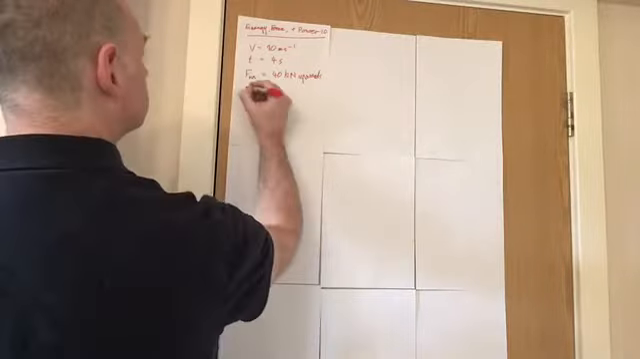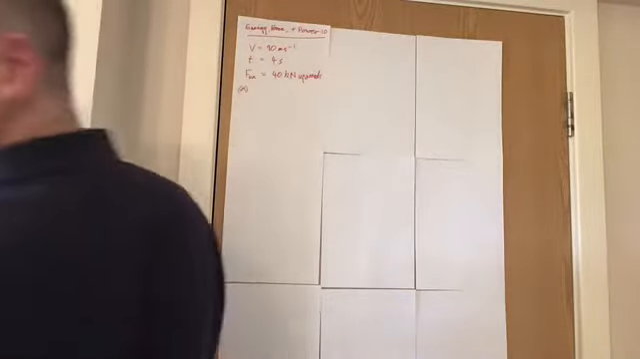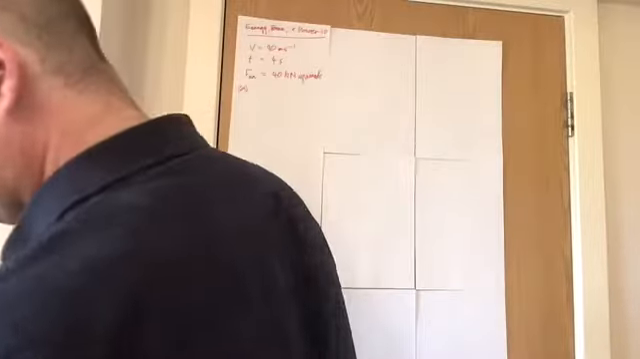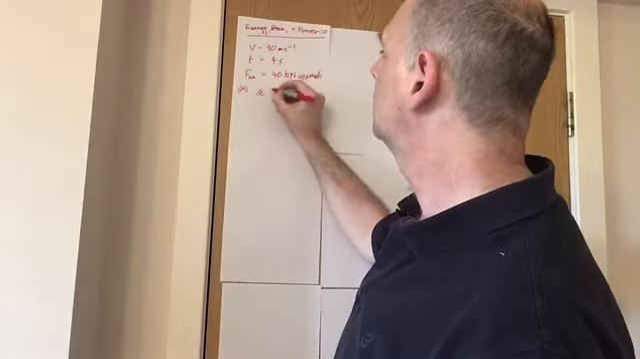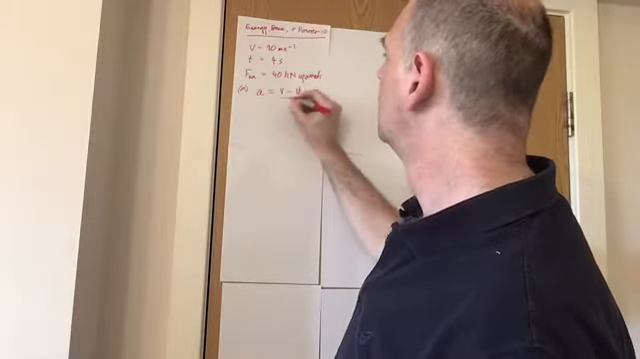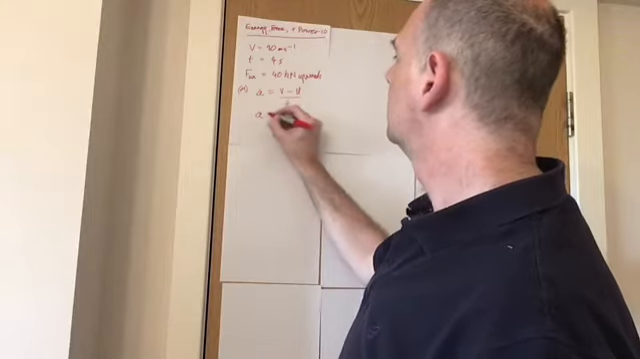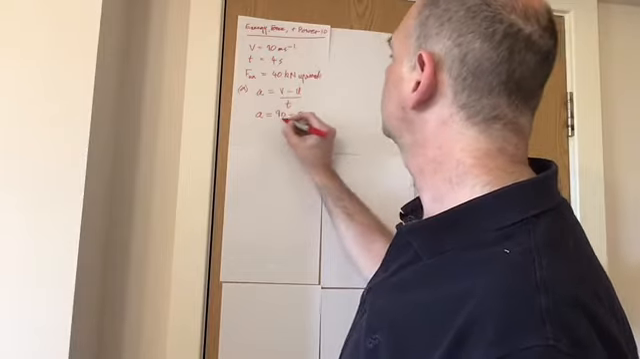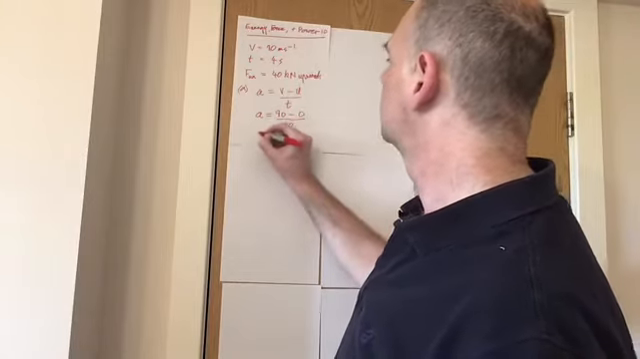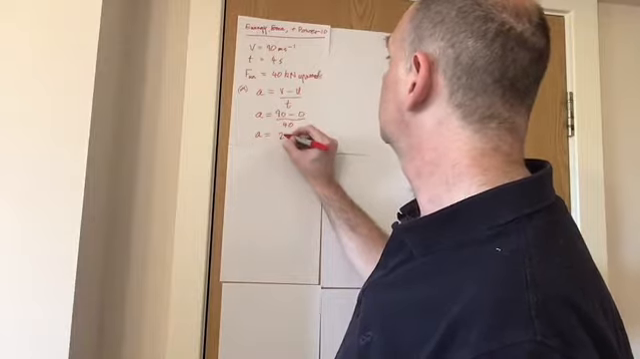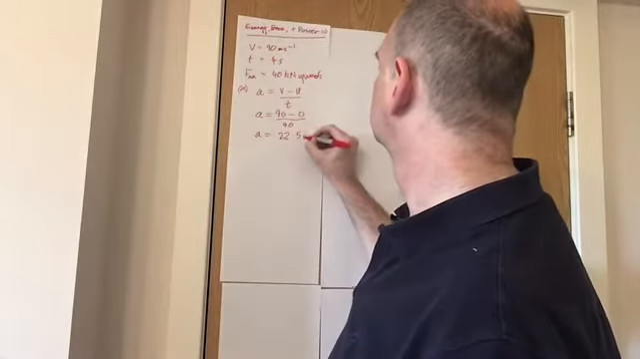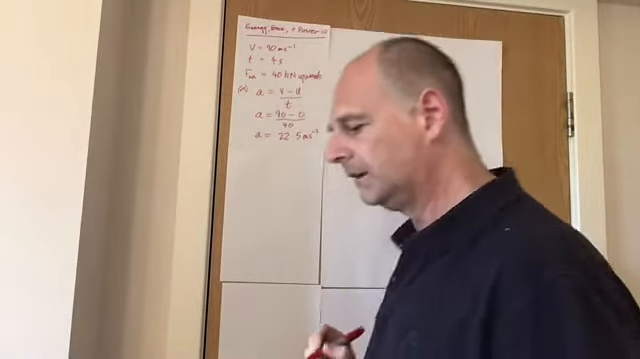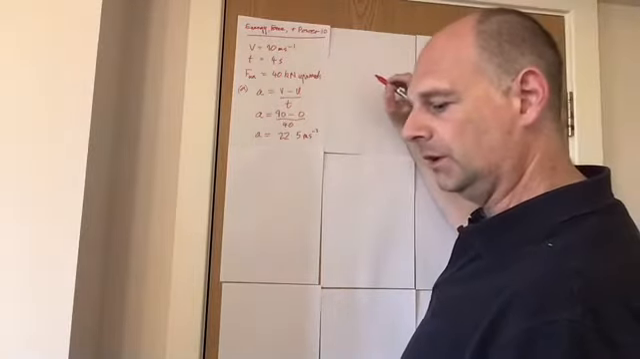For part A, which is to find the mass of the rocket, we need to first find out the acceleration of the rocket. So that will be a equals v minus u over t. It gets to 90. If it was launched from the ground, it started from rest, and it did that in 4 seconds. So a must equal 22.5 metres per second squared. Having got that, then we can work out the mass.